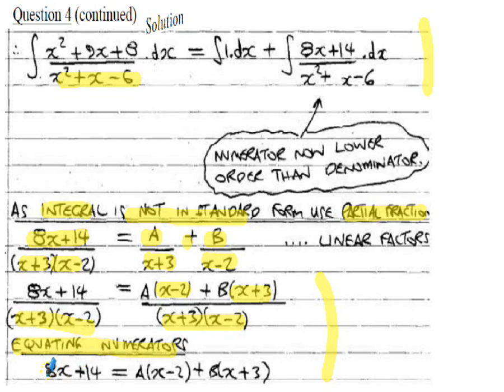So we form the equation 8x plus 14 is equal to a multiplied by (x minus 2) plus b multiplied by (x plus 3). We've looked at the substitution method in the previous presentation on partial fractions, should you want to recap the method.